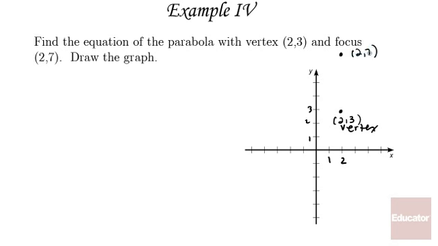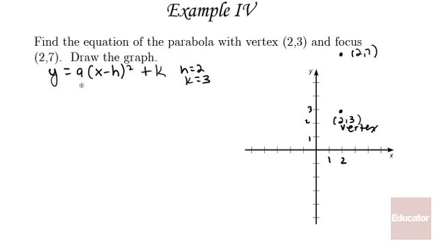Remember, in the beginning of this lesson, I mentioned that the focus is always inside the parabola. Since the focus is inside the parabola, I already know that this has to open upward. So I know something about the shape of the graph. Let's find the equation. This is a vertical parabola, so the standard form is y equals a times (x minus h) squared plus k. I'm given the vertex, so I'm given h and k. I know that h equals 2 and k equals 3.